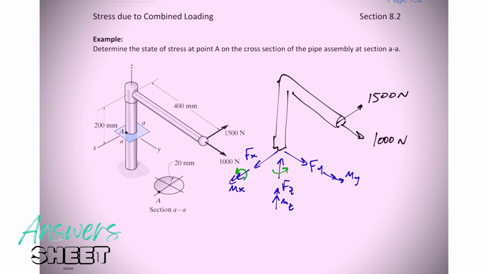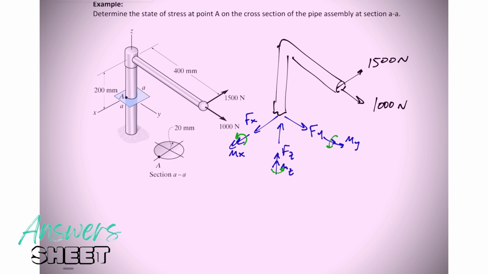Here, for Mz, my fingers are curled that way, my thumb is pointed up. For My, my four fingers are curled that way, my thumb is pointed in the Y direction. We need to really be able to understand those moments and their directions. Okay, so let's solve for these three internal forces and three internal moments.